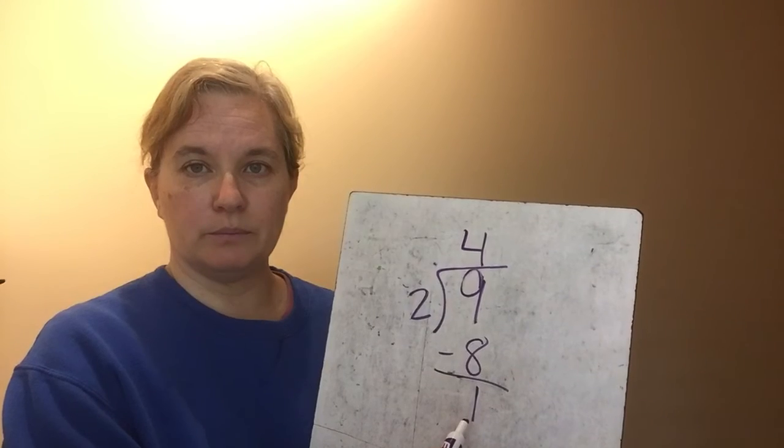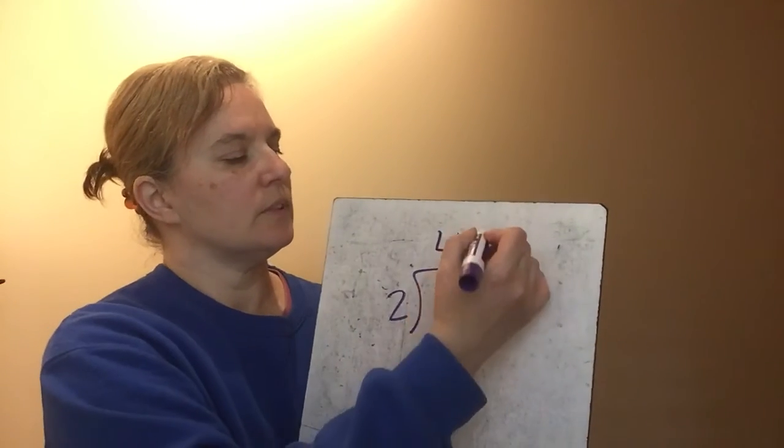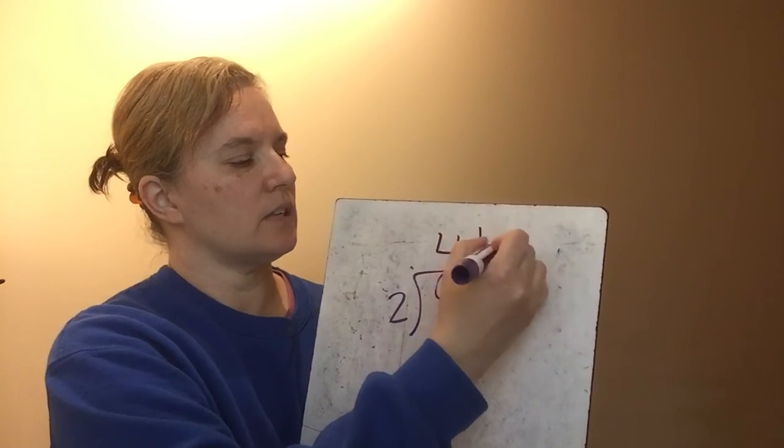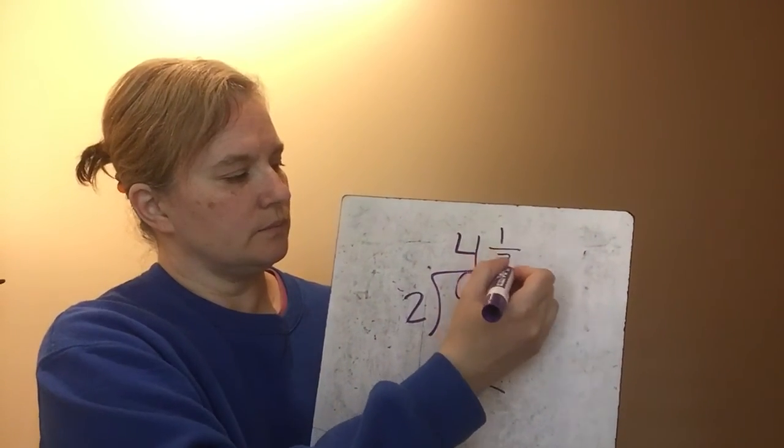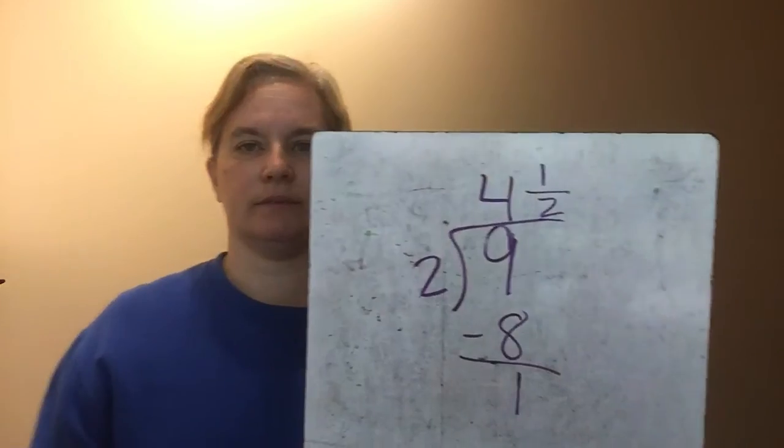Where does 1 go? Good job. From the bottom of the hill to the top of the mountain. Where does 2 go? Just up and over. 4 1/2. Now remember I told you that you could do short division with this?